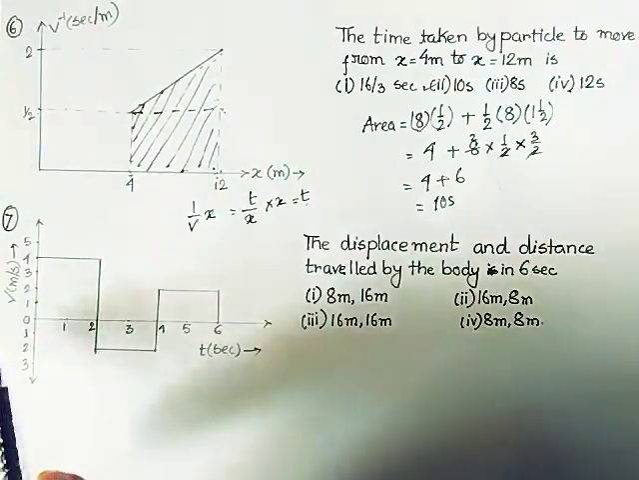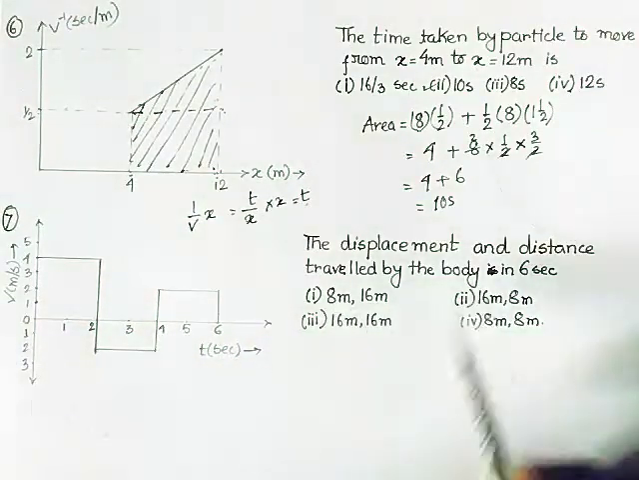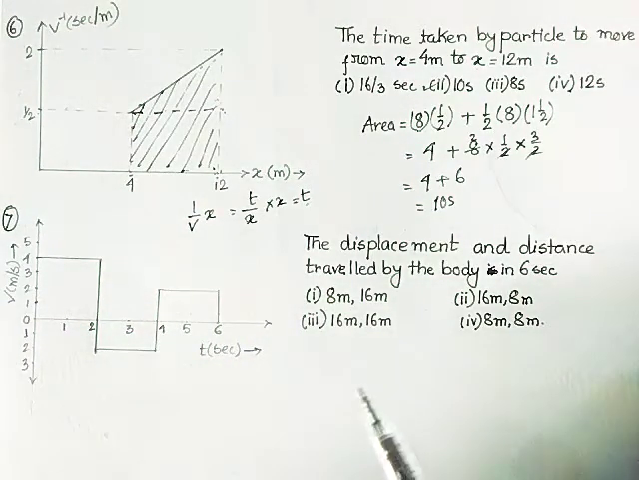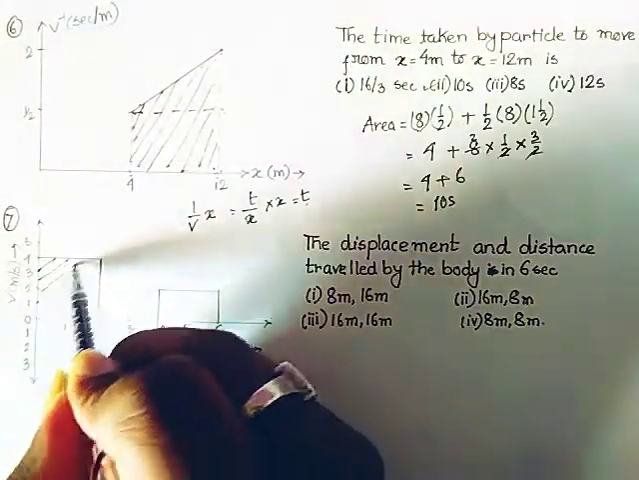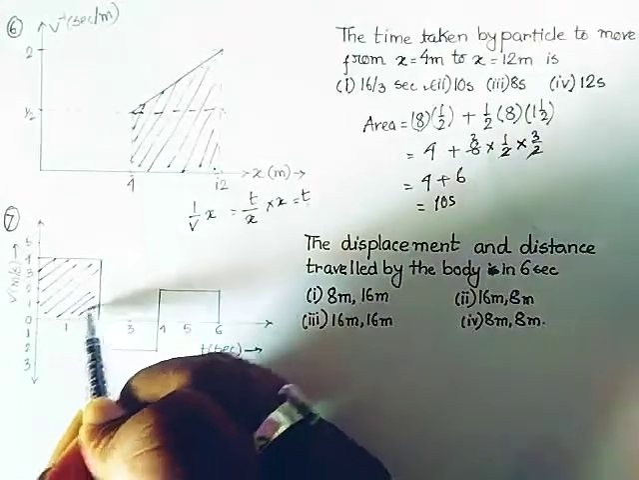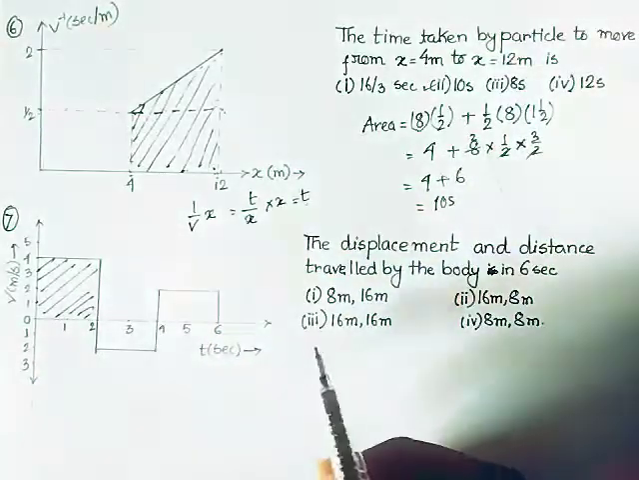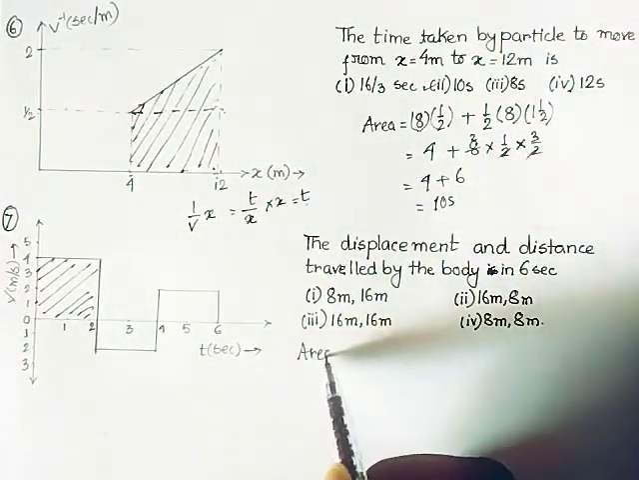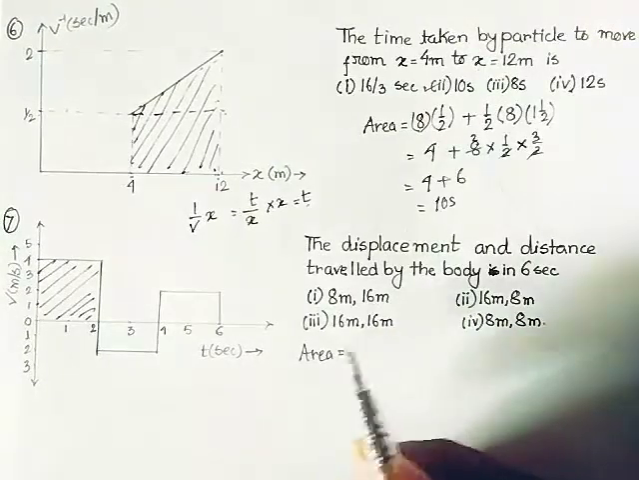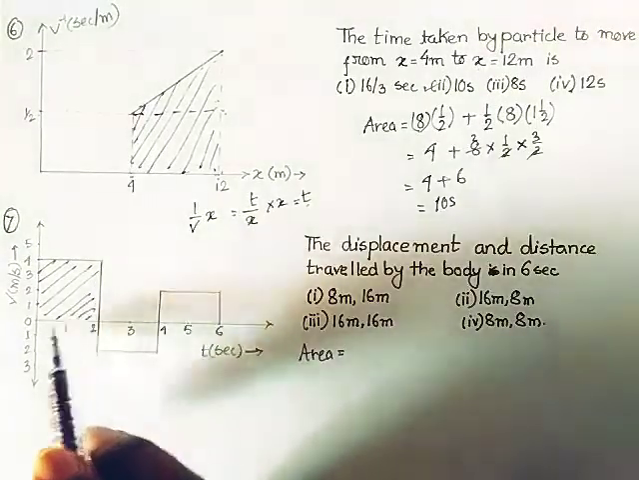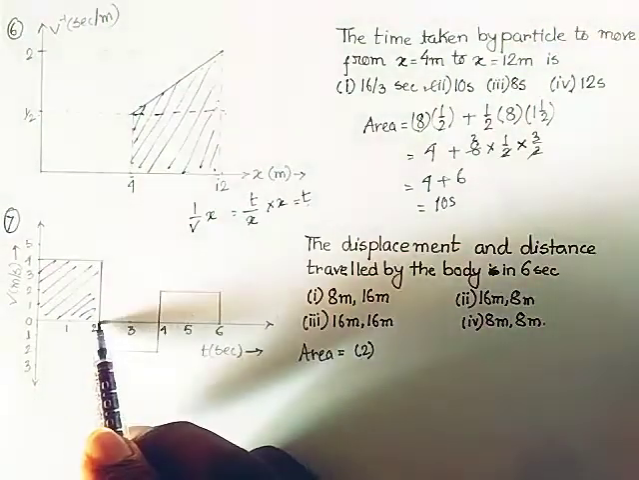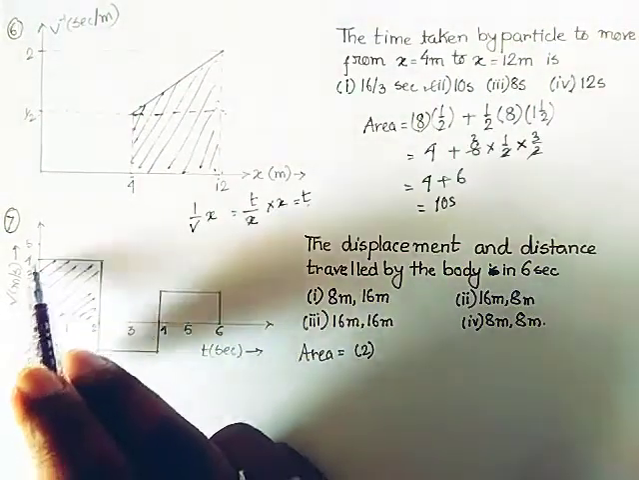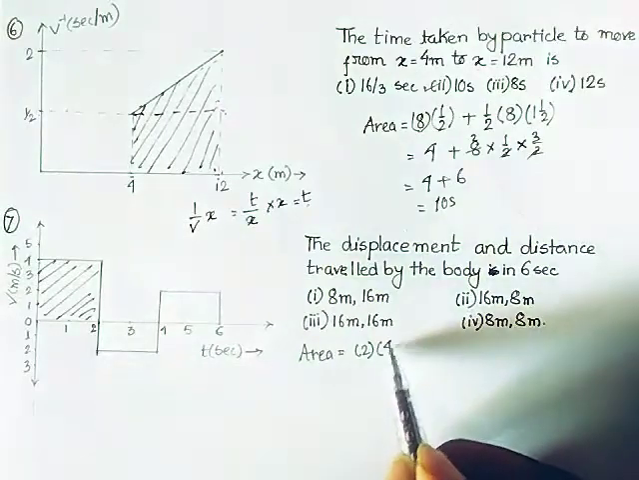Now here it is the velocity versus time graph. We have to calculate the displacement traveled by the body in these 6 seconds. So if I calculate this area, it is a rectangle, from 0 to 2, this one is from 0 to 4, so it is 2 into 4.